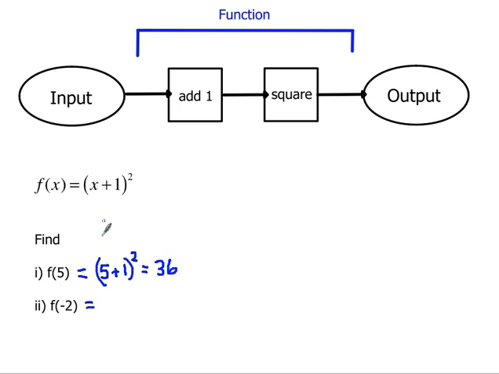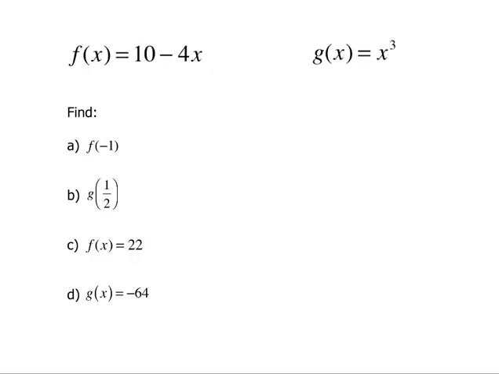Again, if I put -2 in instead of x, I just have -2 plus 1 all squared, and that would be 1. So let's have a look at these two options. This time we've got the function of x over here, defined by f of x, and we've also got another function, g of x over here.